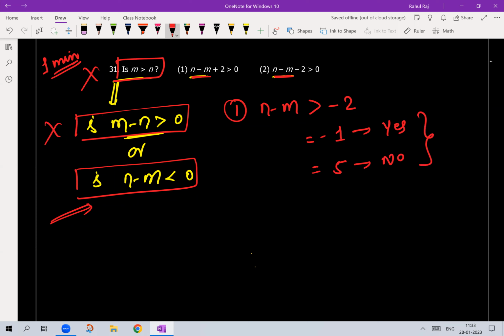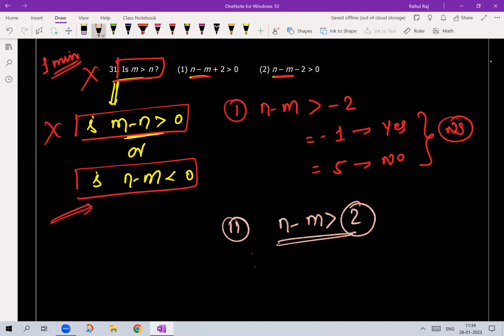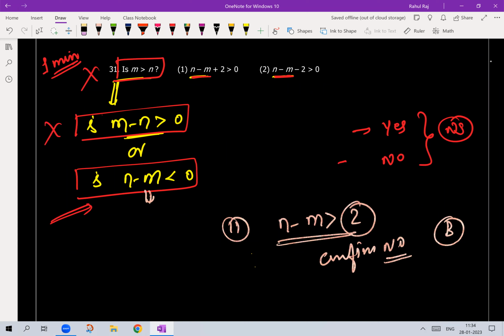Option number 2 says what? That N minus M is greater than 2. If N minus M is greater than 2, it can never be less than 0. So it's a confirmed no answer. It's straightforward. So B. Or else, if I understand, what exactly we can do is, there are numerous ways, guys. It's just about how you analyze.